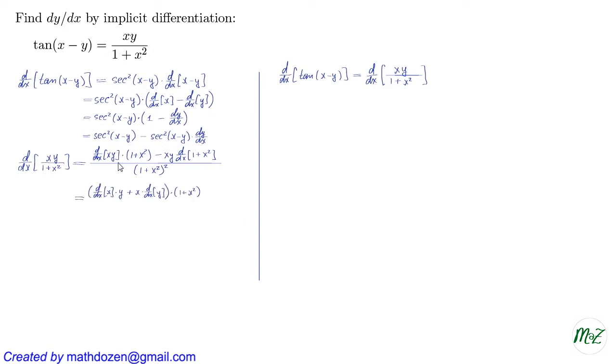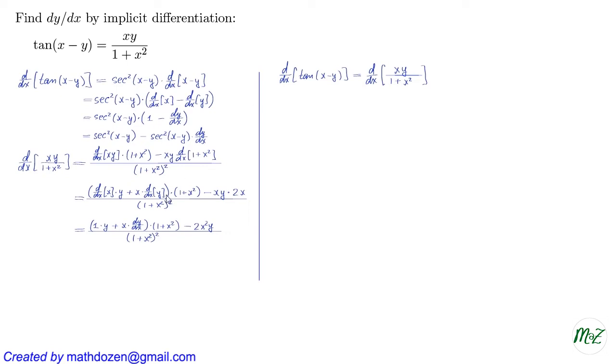Now, with the derivative of x times y, we have to follow the product rule. So we're going to have derivative of x times y plus x times derivative of y. All of that multiplied by 1 plus x squared. And then we have minus xy multiplied by 2x, since derivative of 1 plus x squared with respect to x is just 2x. And we have 1 plus x squared, quantity squared, in denominator.